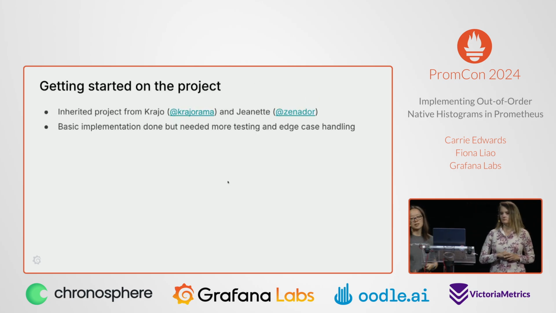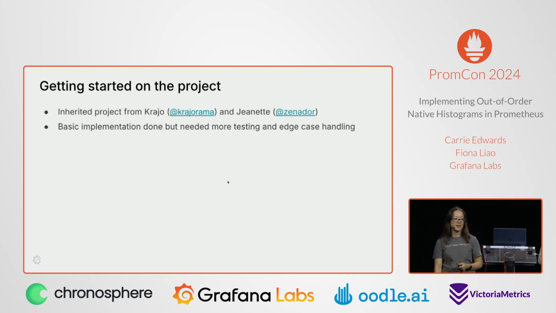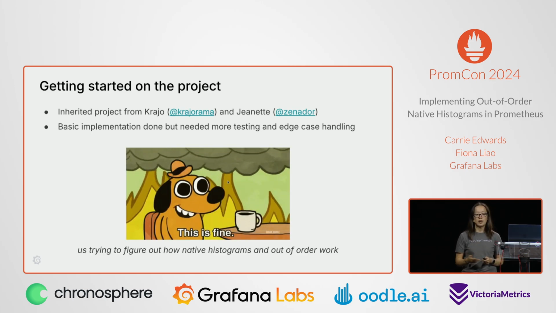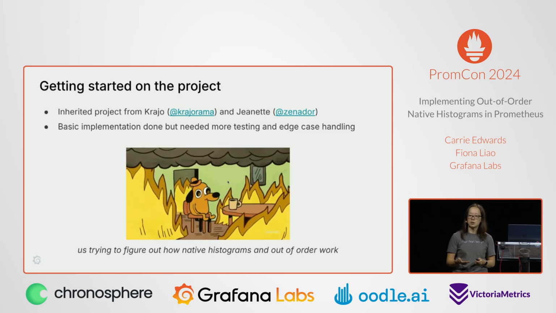Cool, so how did we get started with the whole project? Luckily, it had already been started for us, which was quite nice. Thanks to Carrie and Jeanette, there was some initial work for out-of-order already there, and we also appreciate how helpful they were when we were onboarding into the project. So the basic implementation was done. However, there needed to be more validation, and we also had to figure out how to deal with some specific native histogram quirks. The first step for us was learning how native histograms and out-of-order worked.